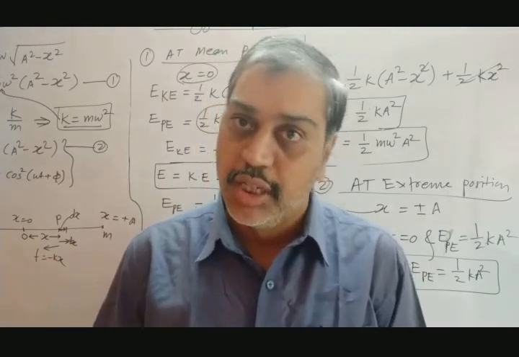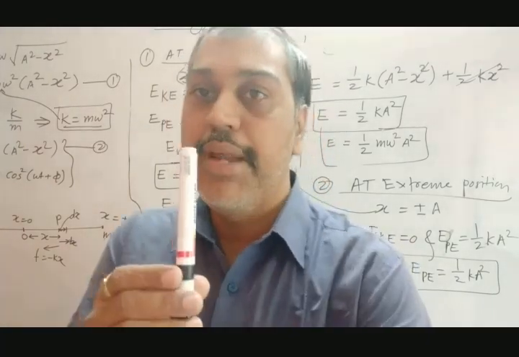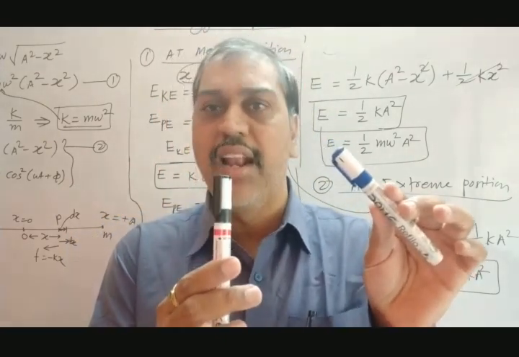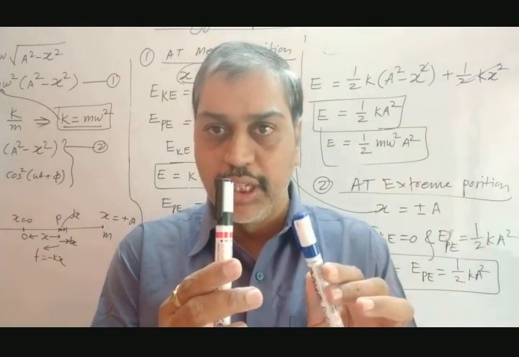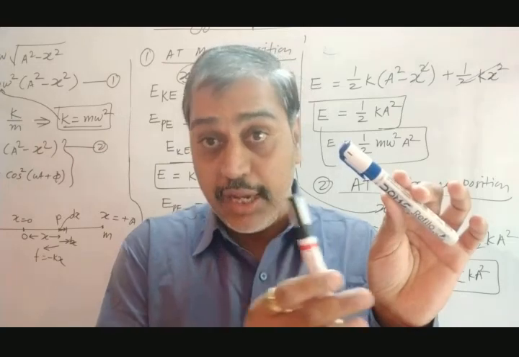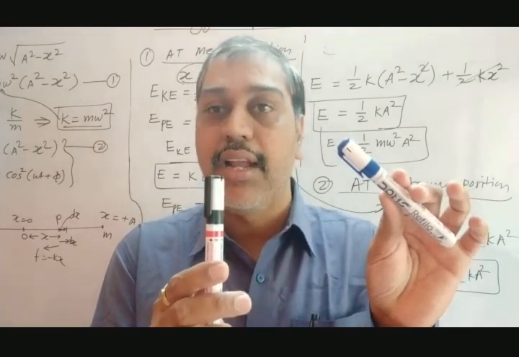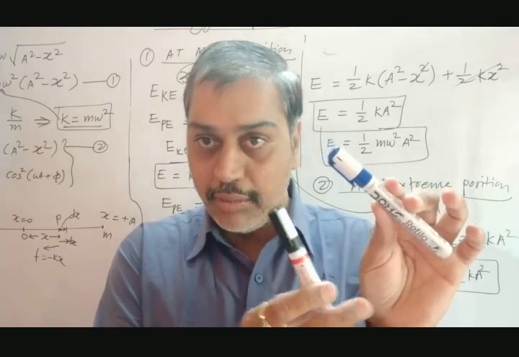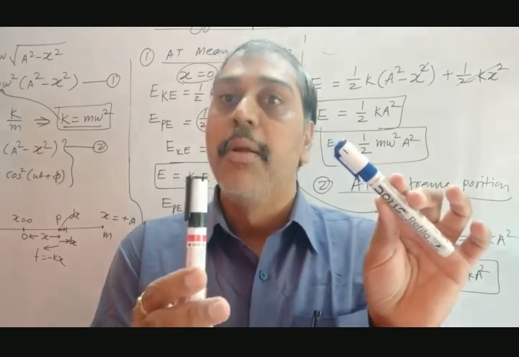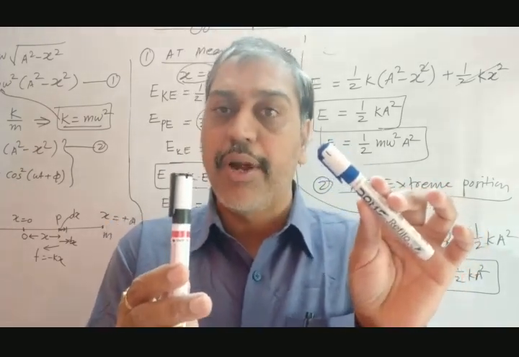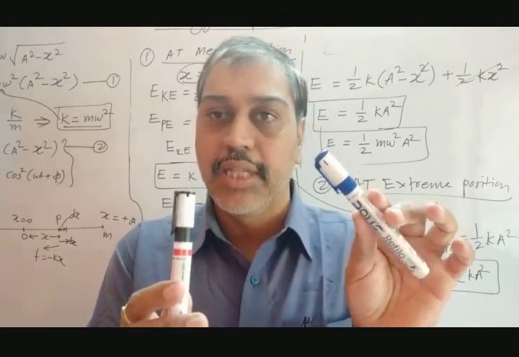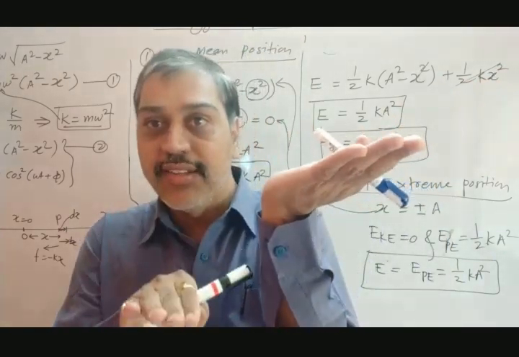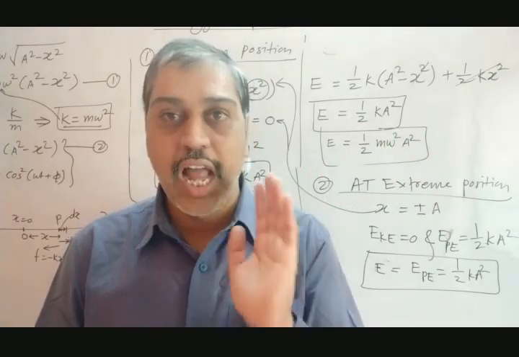Energy remains constant. Now we have considered only two things, mean position and extreme position. The energy is constant there. What about the point between these two? Exactly at the center, in between these two, kinetic energy is equal to potential energy. But at any other point except the middle one, kinetic energy and potential energy vary. If kinetic energy increases, potential energy decreases in the same proportion. So the total energy always remains constant.